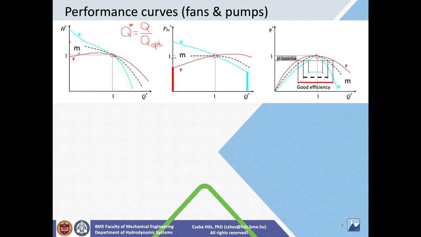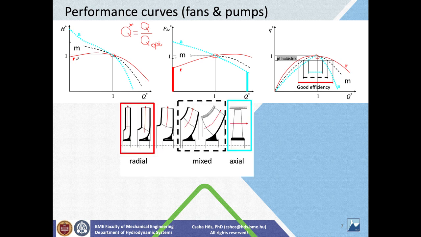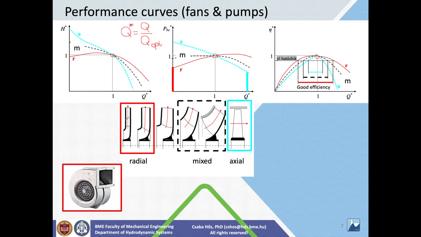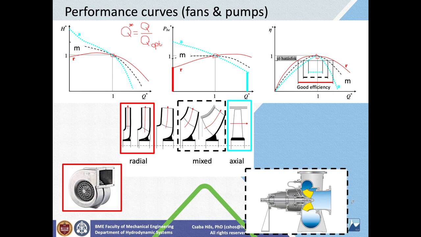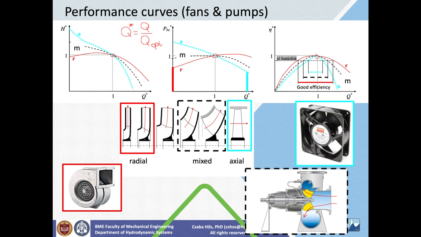So we have three curves here. R stands for radial. Okay, so this would be a radial machine, which looks like this. M stands for mixed. It's neither radial nor axial. It's somewhere in between. It would look something like this. So for example, here the flow is in this direction. Okay, so you see that when it goes through the impeller, which is the yellow region, it's neither radial nor axial. It's something in between. Or it can also be an axial machine, okay?